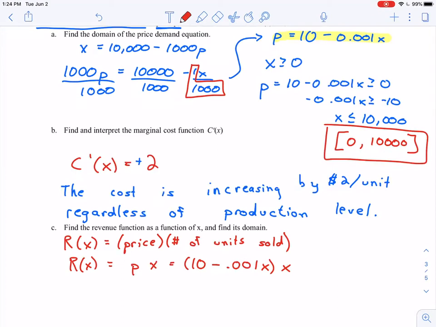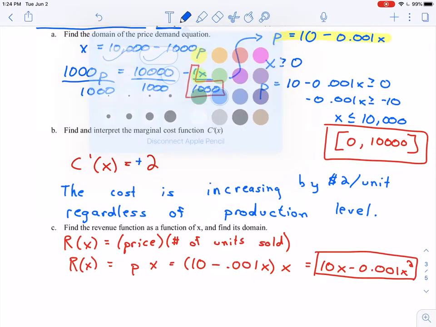And then, okay, sure, we can distribute the x. Let's go ahead and do that. I have 10x minus 0.001x squared. So here is my revenue function in terms of x. That's the first part that I was looking for.